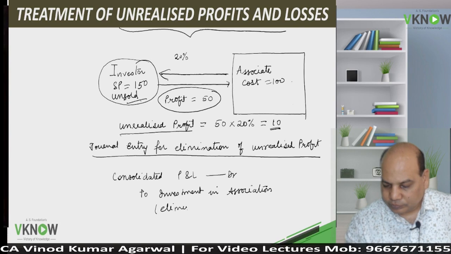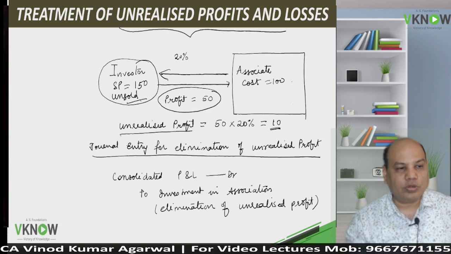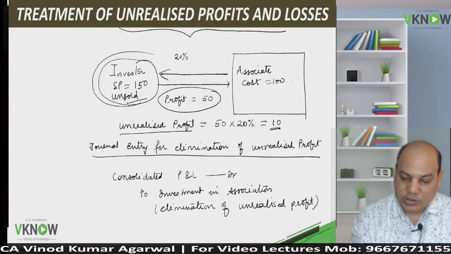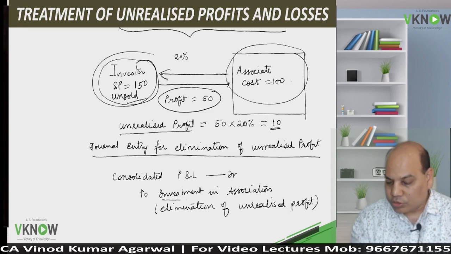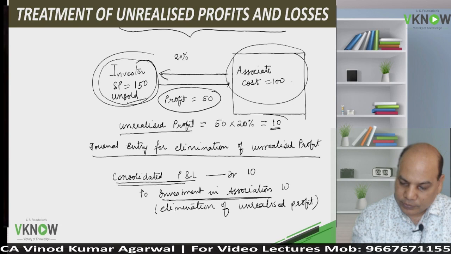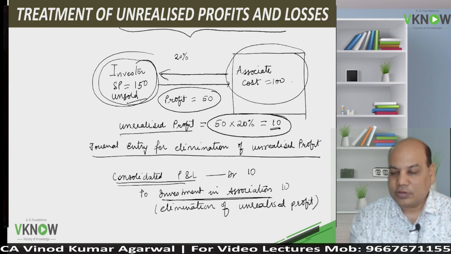Elimination of unrealized profit, because the profit is not yet realized. Profit will be realized when the inventory is sold to a third party. So till the inventory is sold by the investor to the third party, or in the earlier example by the associate to a third party, profit is not realized, and we are going to reduce investment and reduce the profit to the extent of investor's share only.